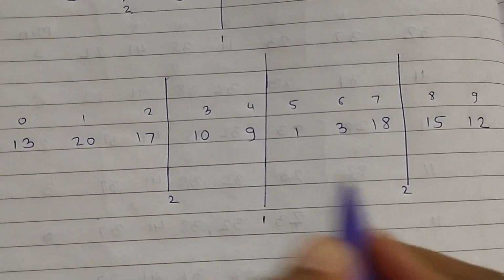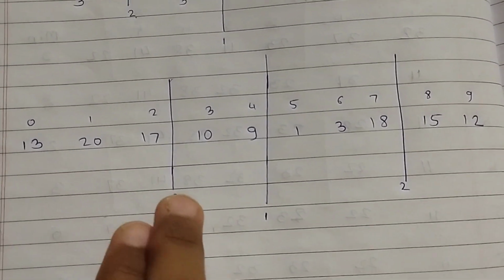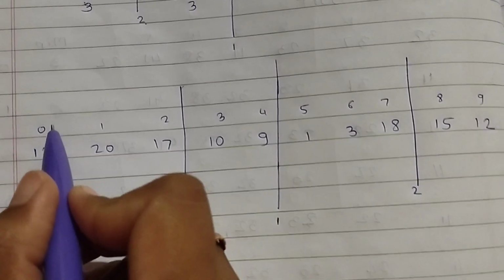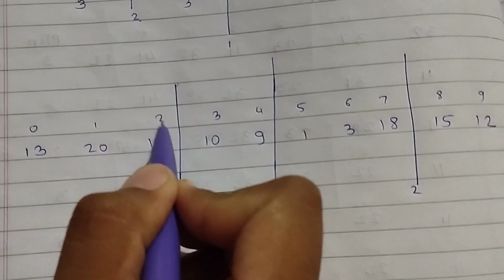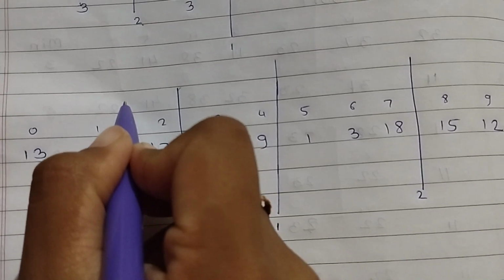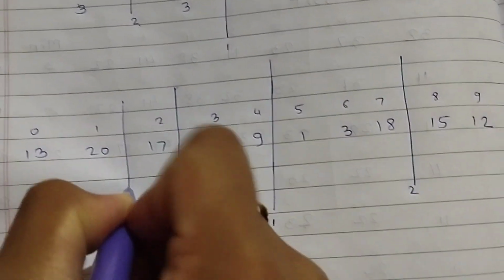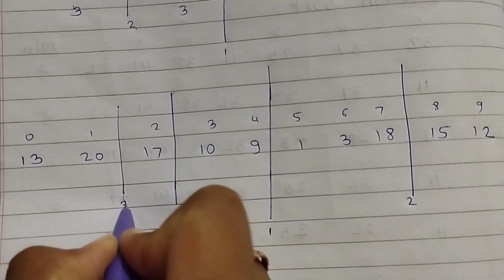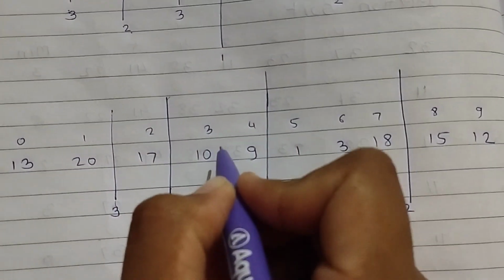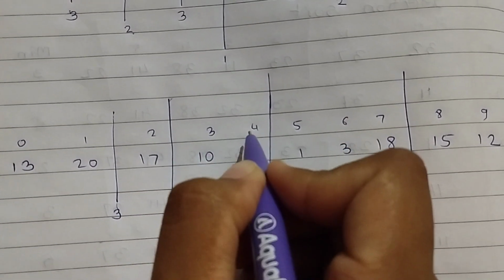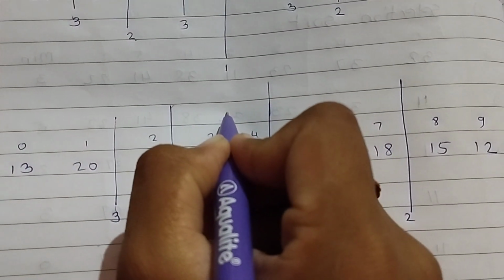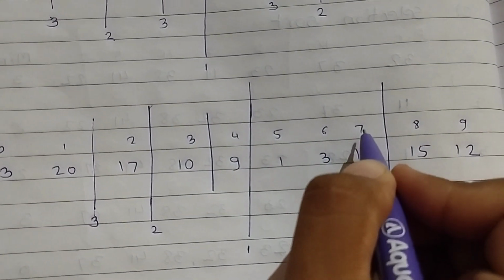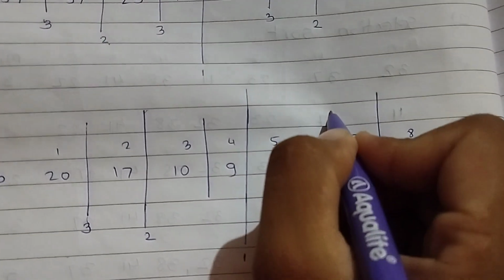Now we divide for the third time. So what we do, again low plus high. 0 plus 2 is 2. 2 divided by 2 is 1. So we divide from the 1. This is the third time we divide. Now 3 plus 4 is 7. 7 divided by 2 is 3. Now 5 plus 7 is 12. 12 divided by 2 is 6.